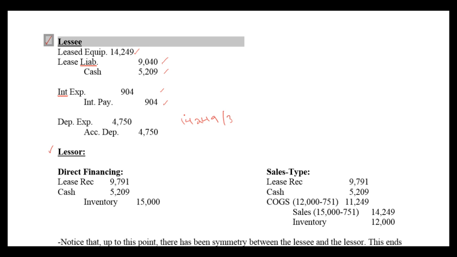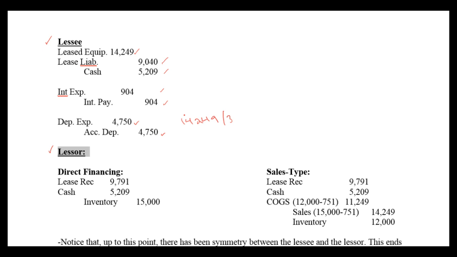So that's how we came up with that amount, and it reflects that you're starting with the value of the equipment. Since the residual value is not guaranteed, it is not included in the value of equipment. It is left off. Now let's look at the accounting for the lessor.